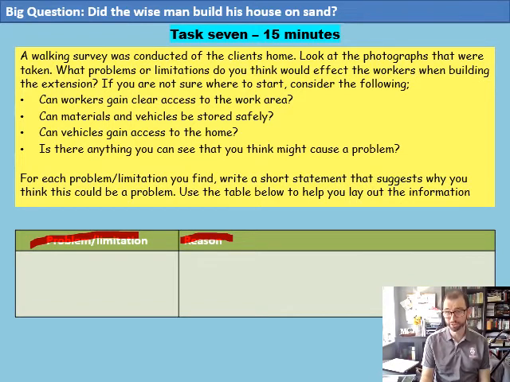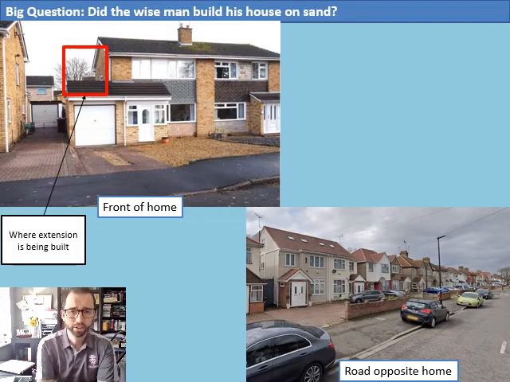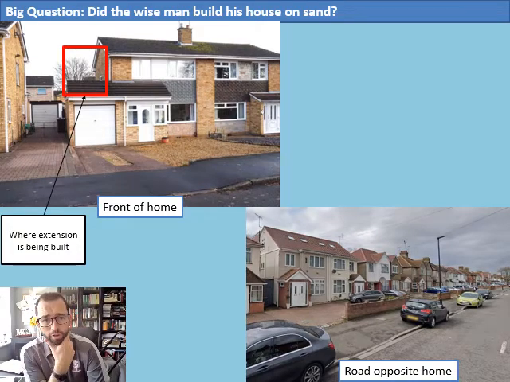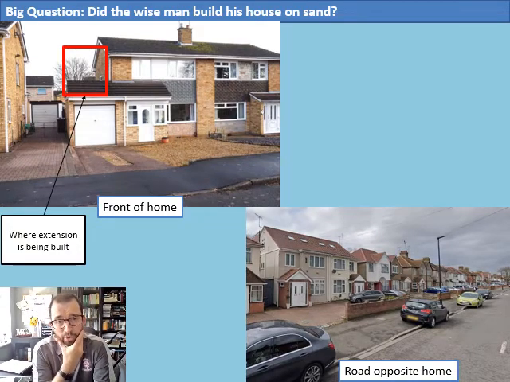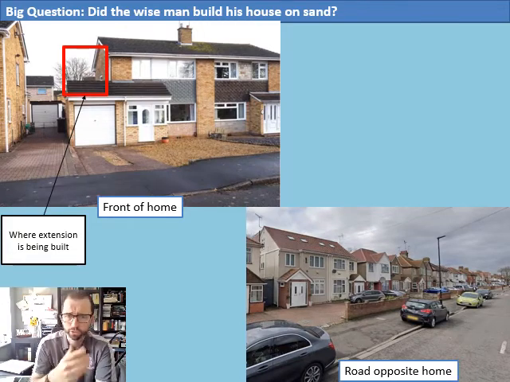So let's have a look at some photos. So here we have the front of the property. The red box is where the extension would be built, above the garage. So that gives us a little bit of an idea. You write down any issues you see with building just there, particularly with those neighbours that they don't get on with from earlier. And there's obviously a photo of what it looks like from the property looking out. It looks like quite a busy street from the looks of it.